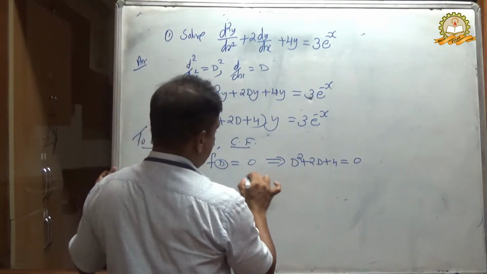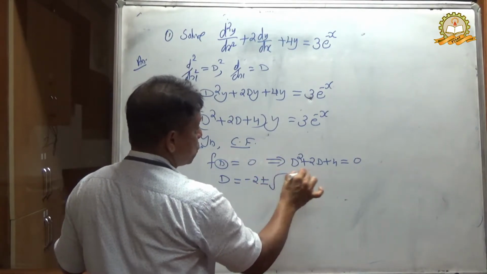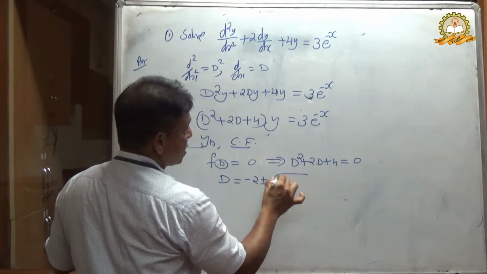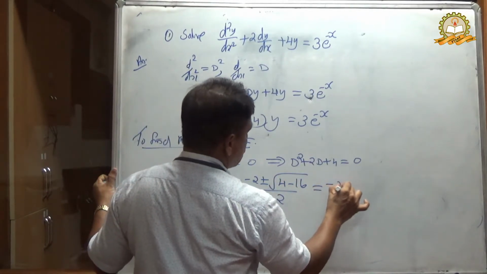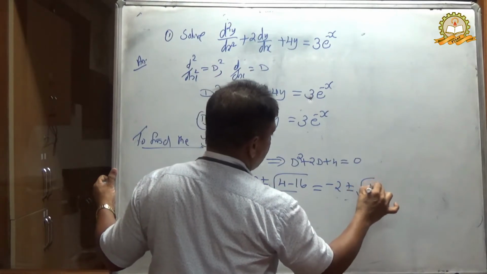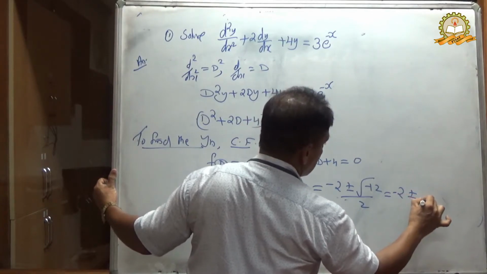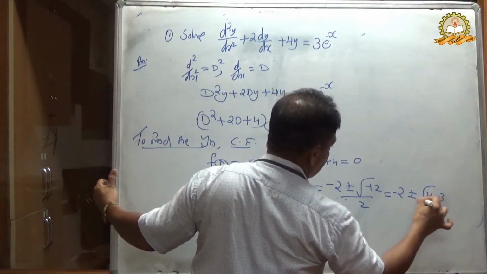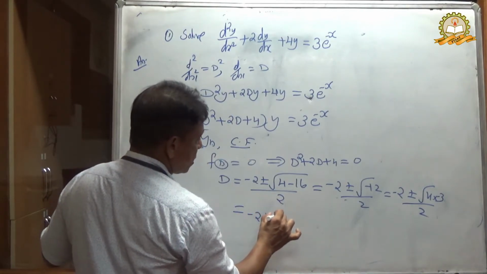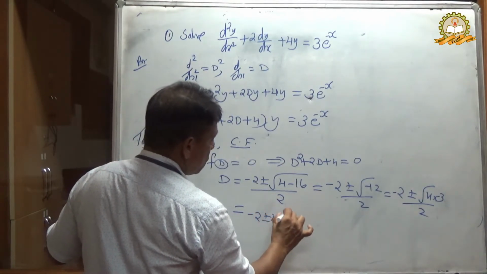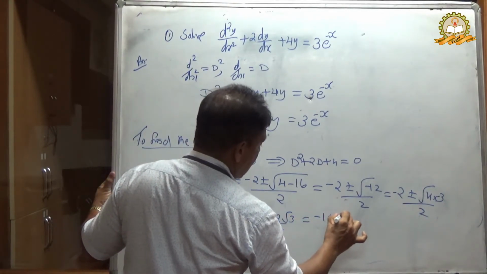Solving this equation, D is equal to minus 2 plus or minus root of 4 minus 16, divided by 2. That is minus 2 plus or minus root of minus 12 divided by 2. That is minus 2 plus or minus root of 4 into minus 3 divided by 2, which equals minus 2 plus or minus 2 into root 3 i divided by 2. That is minus 1 plus or minus i root 3.